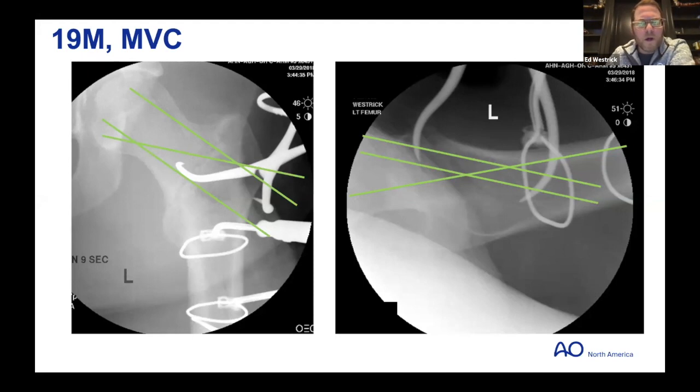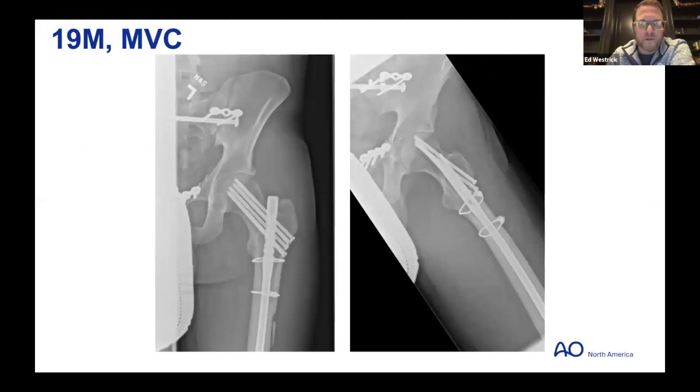But again, I don't have an image with the wires, but these wires are placed to avoid the start point, the reamers, the nail, and also for eventually placement of additional screws for the neck.